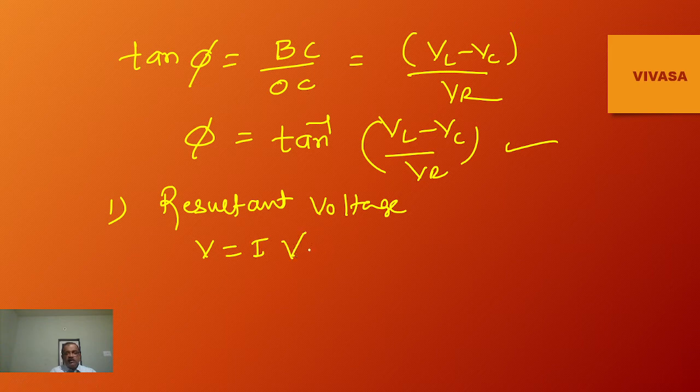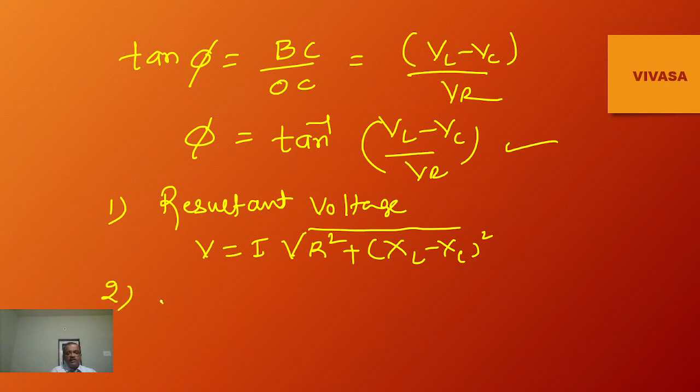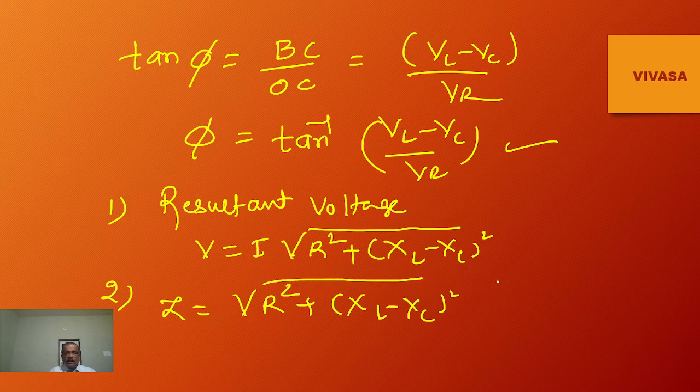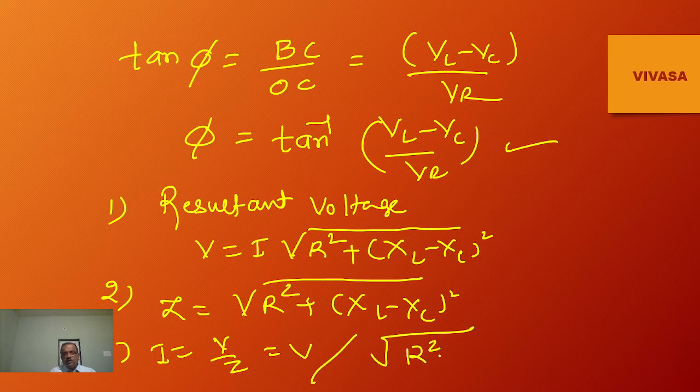The resultant voltage is given by V is equal to I times the impedance, that is square root of R square plus (XL minus XC) whole square. Now this is for V is equal to I into R. The second was impedance, given by Z is equal to square root of R square plus (XL minus XC) whole square. This is called the impedance. Then the current: the third one, I is equal to voltage upon Z, written as V divided by square root of R square plus (XL minus XC) whole square.